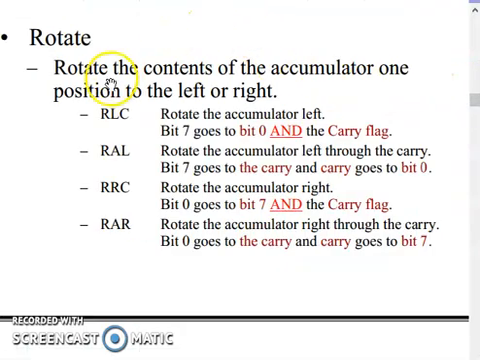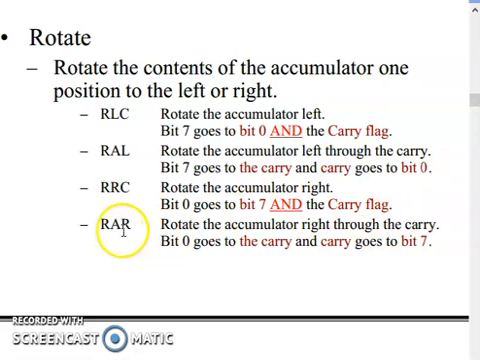So let us summarize the different rotate instructions. One, it is RLC, that is rotate the accumulator left, that means bit 7 goes to bit 0, and also carry flag. And the next one is RAL, that is rotate accumulator left through carry, that means bit 7 goes to carry and carry goes to bit 0. And next is RRC, that is rotate accumulator right, that means circular right shift, bit 0 goes to bit 7 and to the carry flag.